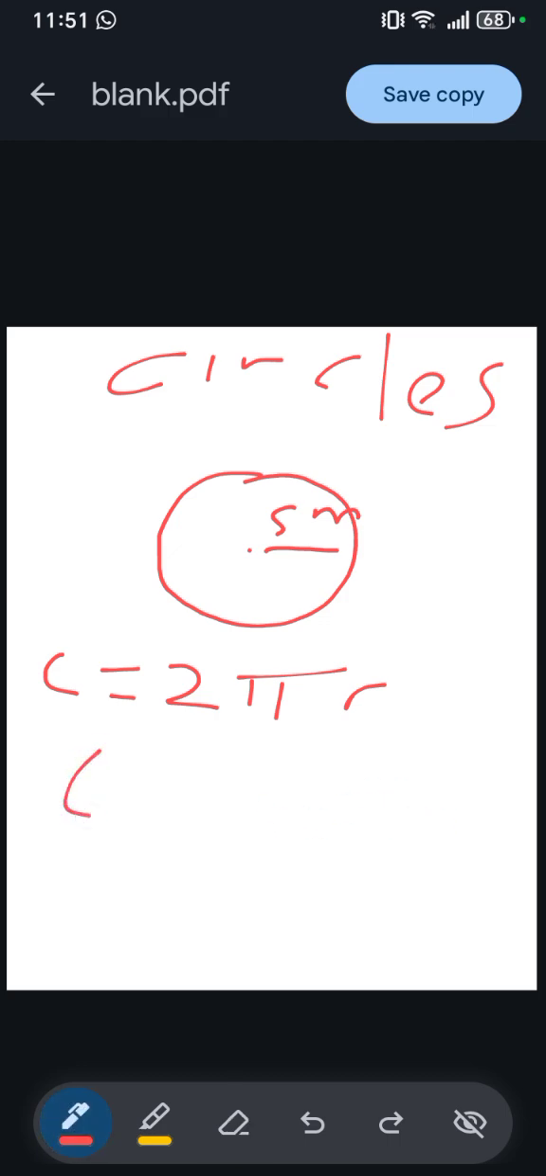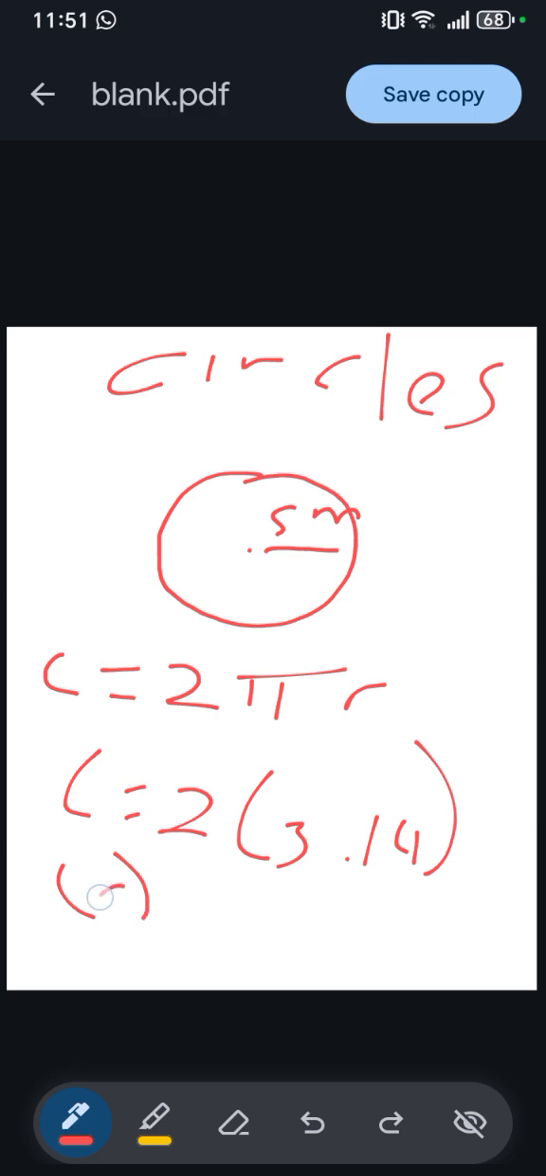So circumference equals 2 bracket 3.14. Okay, there's no space there, multiply by 5 meters, and then your final answer here will be 31.4 meters. But you don't have to say meters squared because we're dealing with the circumference. You can only say squared when we're dealing with the area.